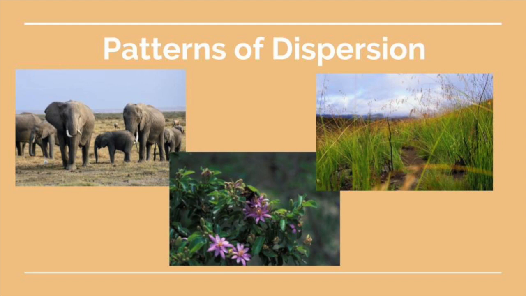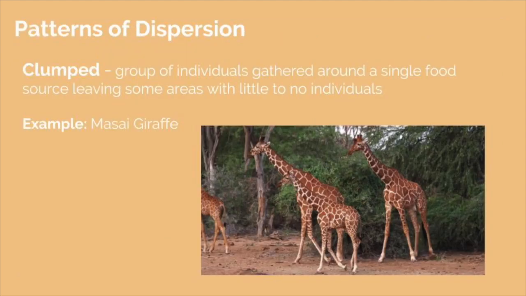Patterns of dispersion are ways in which individuals are spread out in an area. There are 3 types: clumped, uniform, and random. Clumped dispersion is when individuals in an area are grouped near a single resource, or they do it for protection, leaving some spaces with no individuals. Of the 3 types of dispersion patterns, this is the most common.